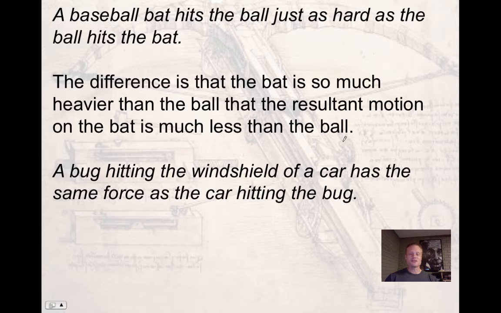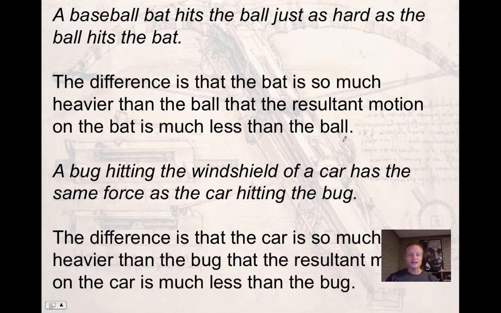Another example would be, let's say you're driving on the road and a bug hits the windshield of a car. Believe it or not, the bug experiences the same force from the car as the car does from the bug. They both experience the same amount of force, just in opposite directions. But you may say, how come the bug gets splattered and the car, it's no big deal? Well, again, the car is so much heavier than the bug that the resultant motion on the car is much less than on the bug.